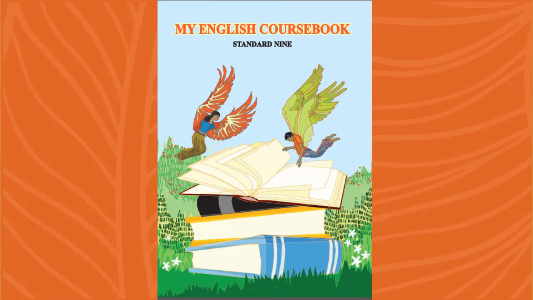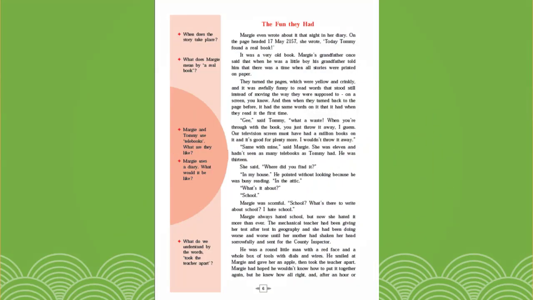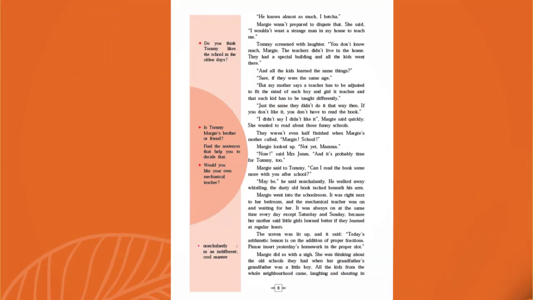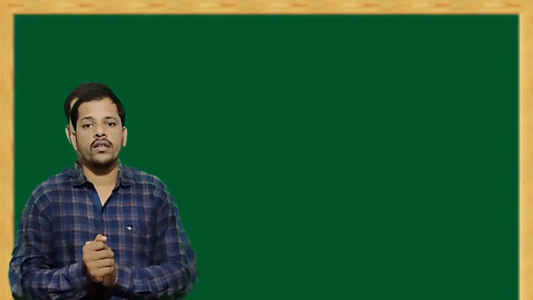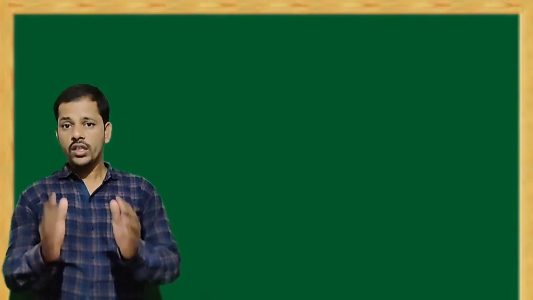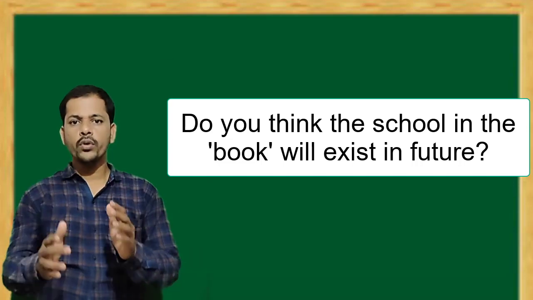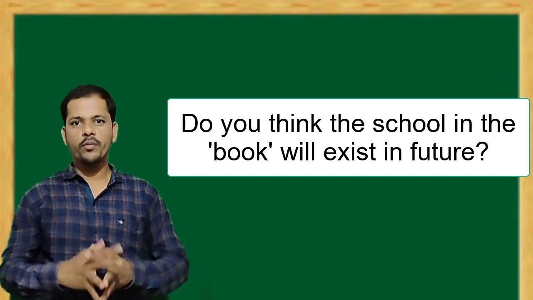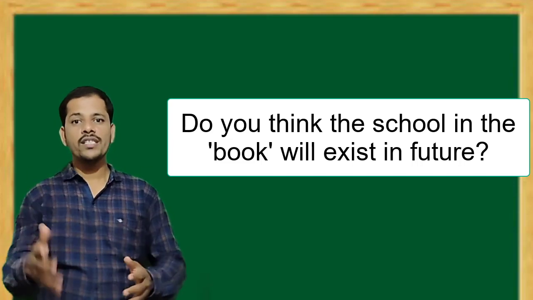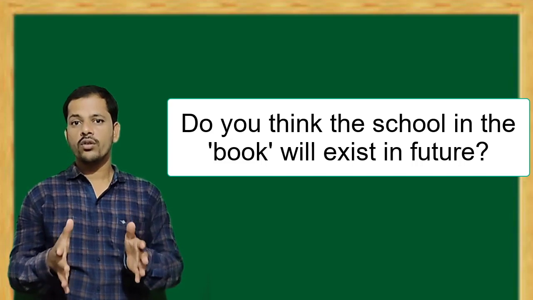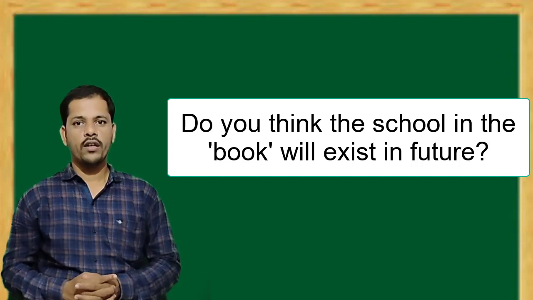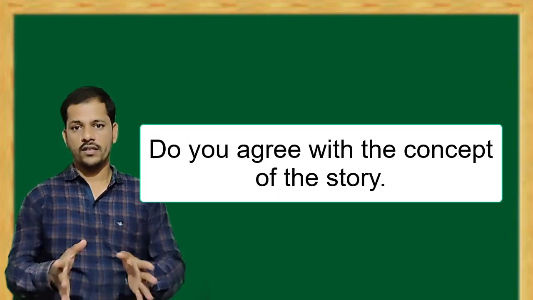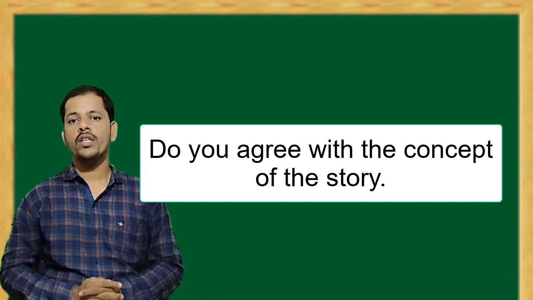And now for practice, one activity is given to you. Read the story from My English Course Book Standard 9, page number 6 to 9, and think and write the questions given below. The first question is, do you think the school in the book will exist in future? According to me, maybe it is possible. Yes, the world is changing, and we can see this change in the future. And the next question is, do you agree with the concept of the story? Yes, I fully agree with the concept of the story.